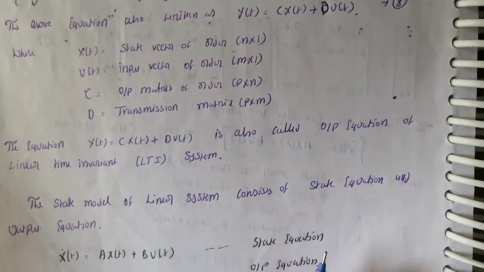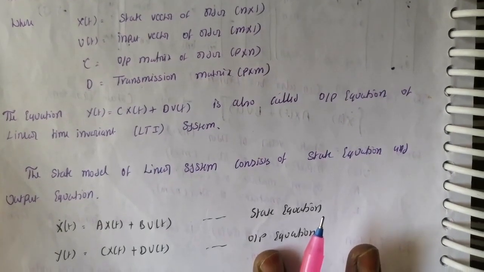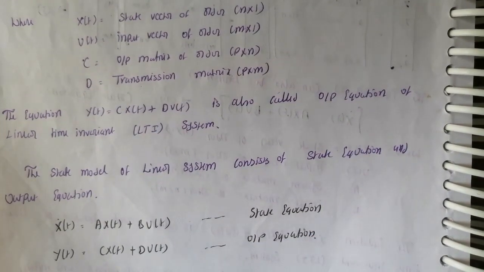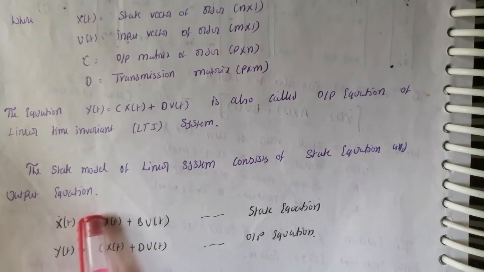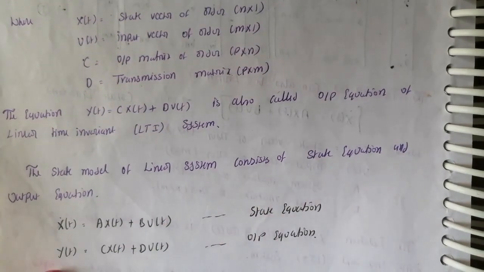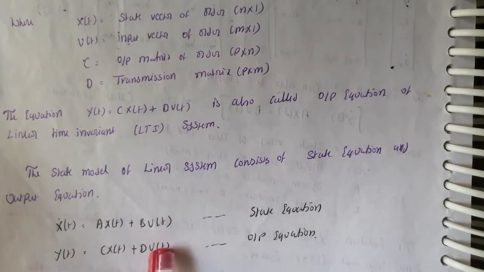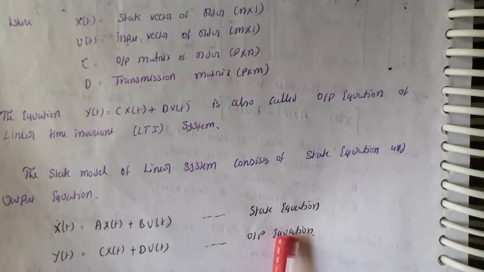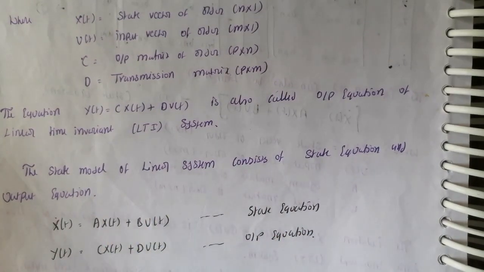Now finally, the state model of a linear system consists of a state equation and an output equation as shown here. So x dot of t is equal to A x of t plus B u of t, it is called the state equation, and y of t is equal to C x of t plus D u of t is the output equation. In the exam they will ask for 2 marks: write the equation for the state model, state space analysis. So you can write these two, and you have to give the names of the A matrix, B matrix, C matrix, and D matrix.